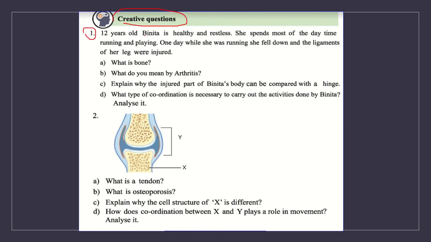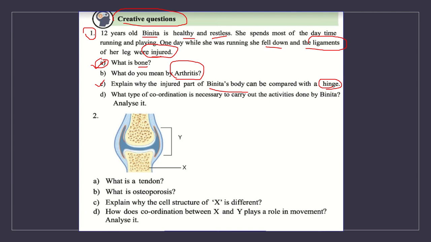Number one, 12-year-old Binita. Binita is a 12-year-old girl, healthy and restless. She spends most of the daytime running and playing. One day while she was running, she fell down and the ligaments of her leg were injured. So here is the number one question. What is bone? What do you mean by arthritis? Explain why the injured part of Binita's body can be compared with a hinge.